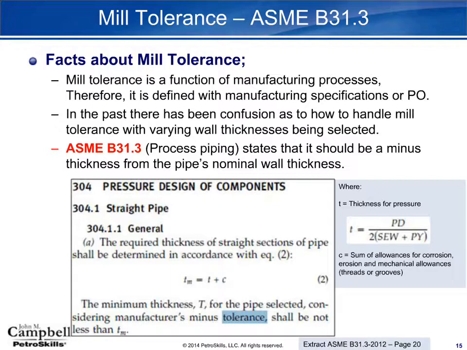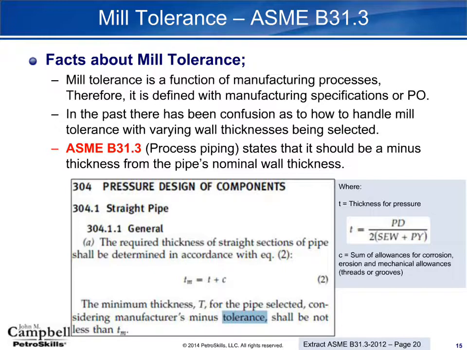The trick in the application here is how this is applied to the different design codes. I'll start off with B31.3, and you can see I've grabbed right out of B31.3 the statement there, the last line inside the box, where they say minimum thickness T for the pipe selected, considering manufacturer's minus tolerance, is not less than tM. So here the mill tolerance is an additional allowance that we need to be cognizant of in the design and specification of pipe.